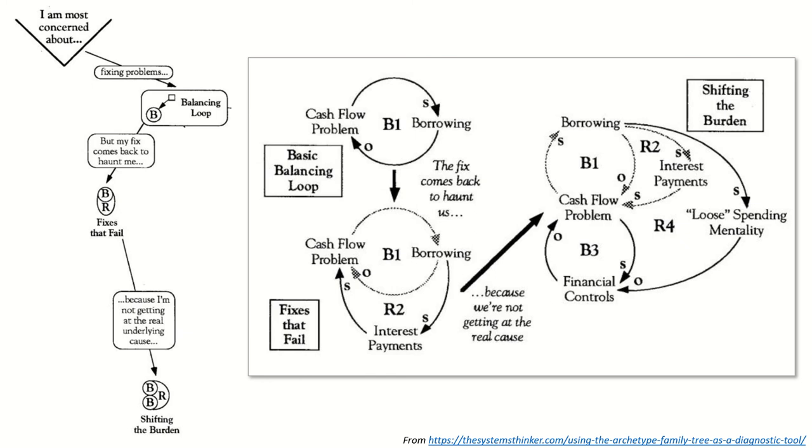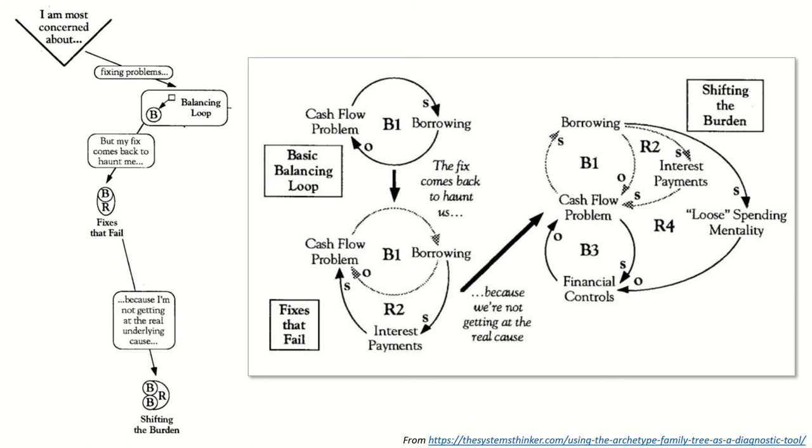Well, that suggests that there is a reinforcing loop outside of your balancing loop, that no matter how much you're balancing, eventually you're going to get a reinforcing loop that brings the problem back. So because I'm not getting at the real underlying cause, I might have another loop that will end up either addressing the real problem or the symptomatic problem.